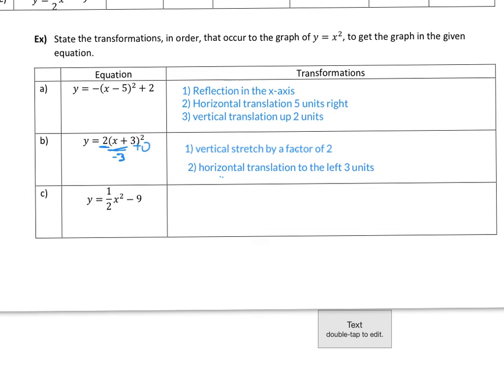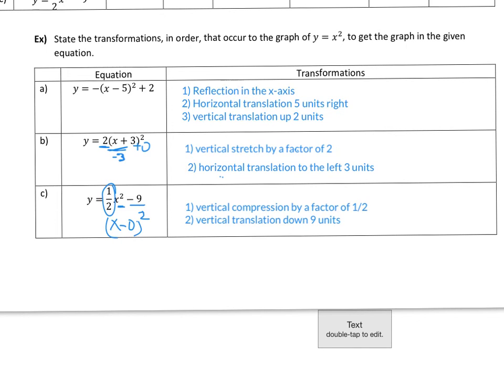Okay, and this last example, again, I've got something in front of that x squared term. It's a 1/2. So 1/2 is less than 1, but still positive. It's going to open up, so no reflection. But we have that compression by a factor of 1/2. There's nothing attached to the x before we square it, so you can think of that part as being x take away 0 all squared. So we haven't moved left or right any, but we have slid down 9 units here.